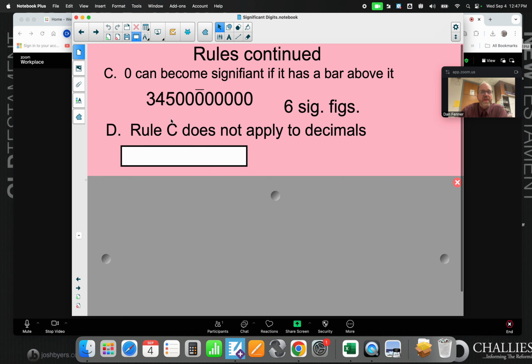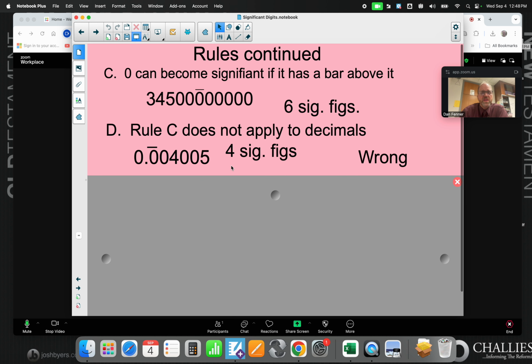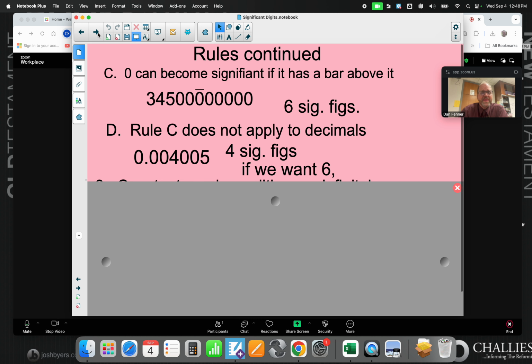All right. Now, Rule C does not apply to decimals. So what are we saying? Okay, if I have the number 0.004005 and I want 4 sig figs, I can't do that. That would be wrong. This bar rule only applies if a number is greater than 10. Less than 10, a decimal, we can't use that. So how would I make that have 6 sig figs if I wanted it? All right, would I go back to a prior rule? I'd add 2 more decimals to show exactness. Now I'd have 6 sig figs. Hopefully that makes sense.